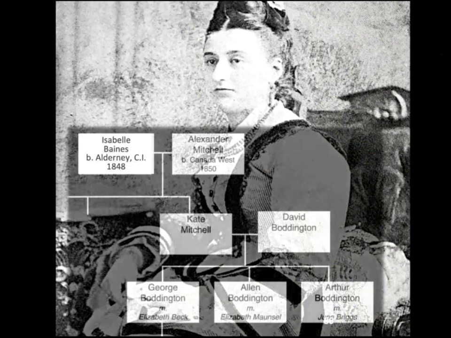Isabel and Alexander had 5 children. The oldest child, Kate, inherited her Uncle Henry's journal and several of his paintings and drawings. Kate married Dr. David Boddington, and it was 2 of their sons, George and Arthur, who donated the journal and many of the paintings to Library and Archives Canada in 1995.